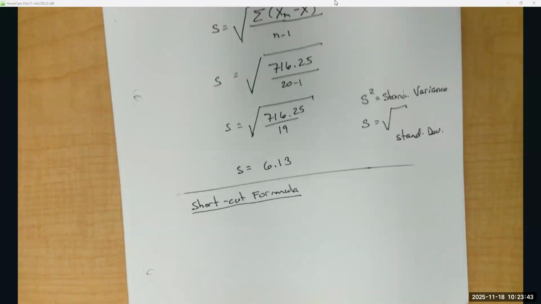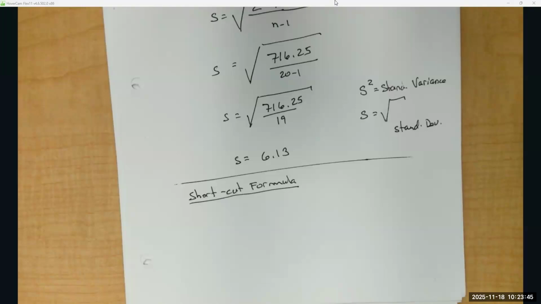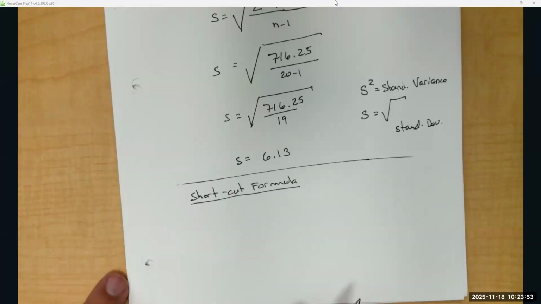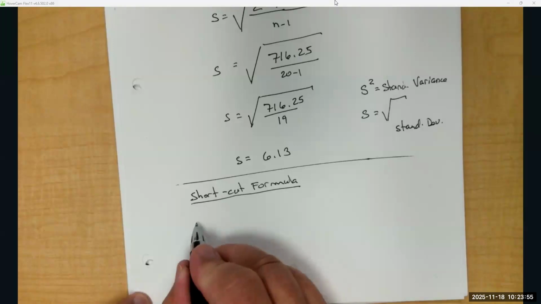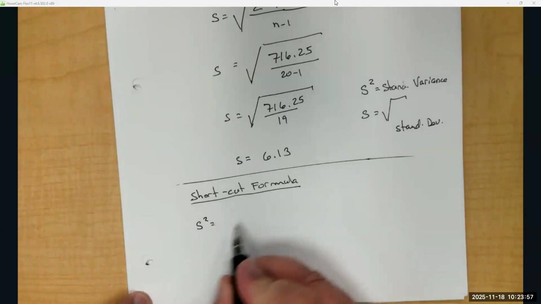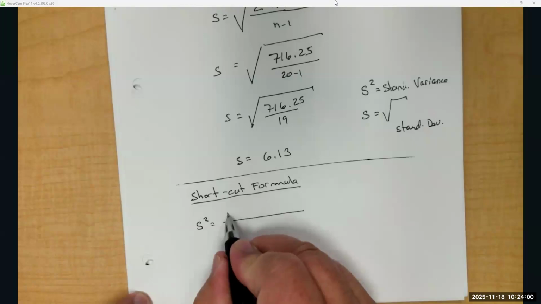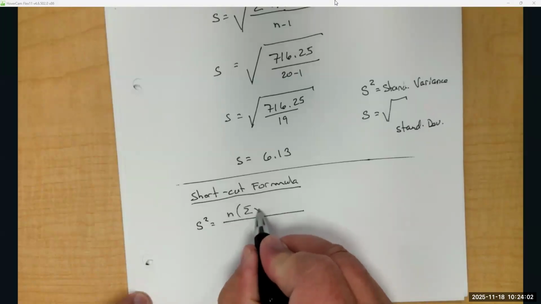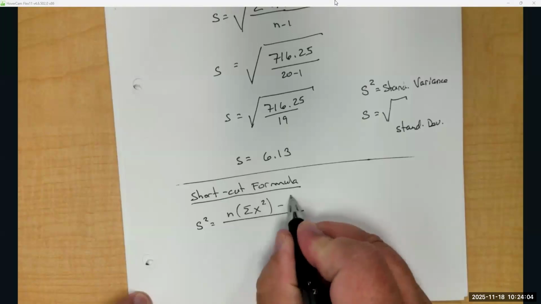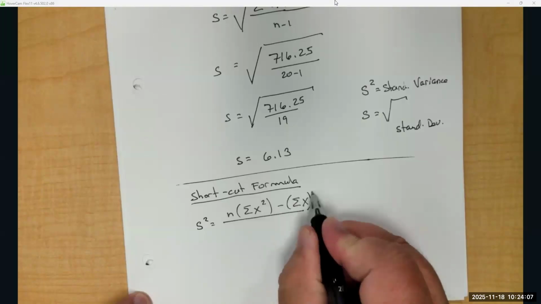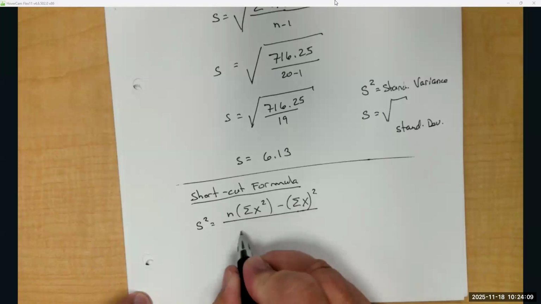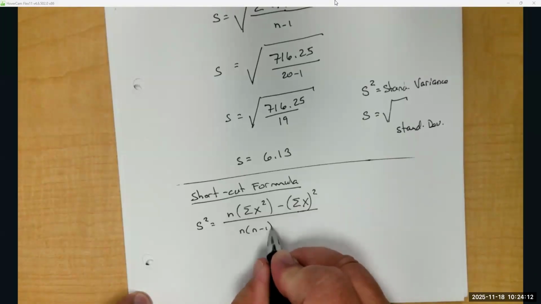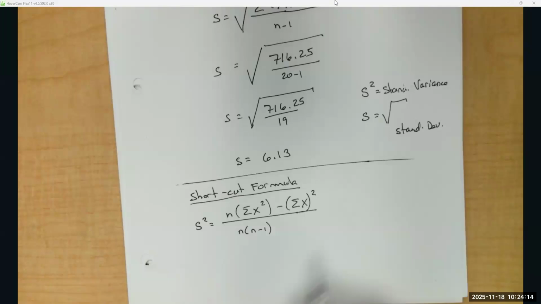Now, very painful formula. Very painful. Why? Because we have to do the X bar, X minus X bar. It's too much. Here's a shortcut. And the deviation is just the square root of it.